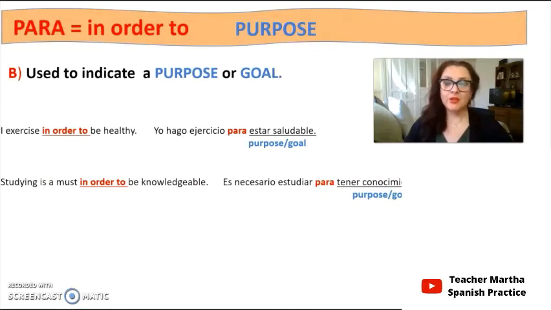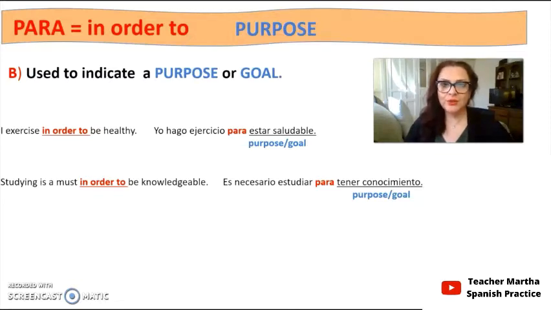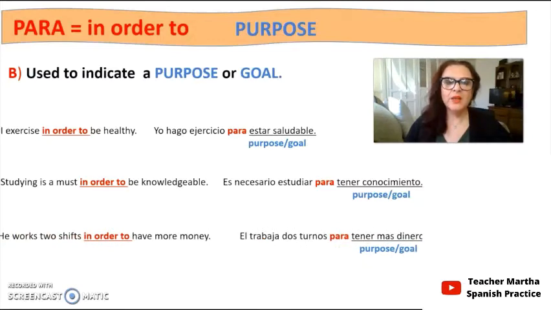Studying is a must in order to be knowledgeable. Es necesario estudiar para tener conocimiento. So, I need to study in order to acquire knowledge. That is my purpose, acquire the knowledge. Es necesario estudiar para tener conocimiento. He works 2 shifts in order to have more money. Él trabaja 2 turnos para tener más dinero. His goal is money. Su meta es el dinero.